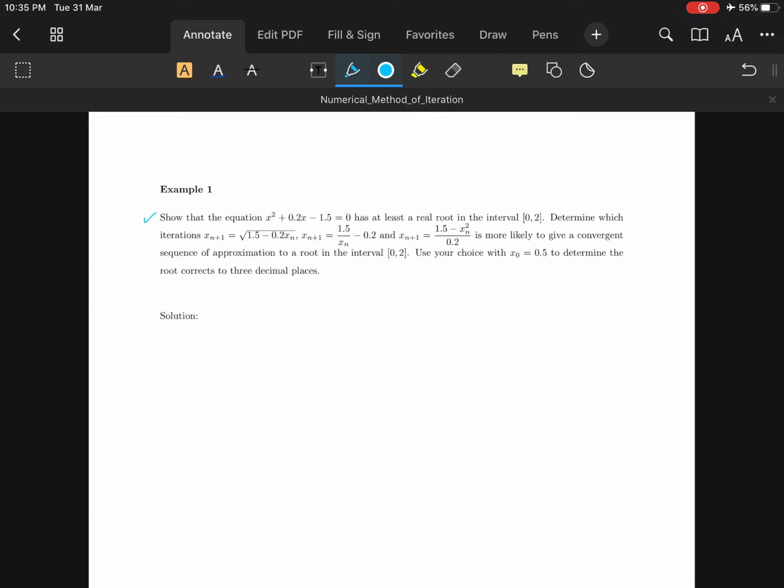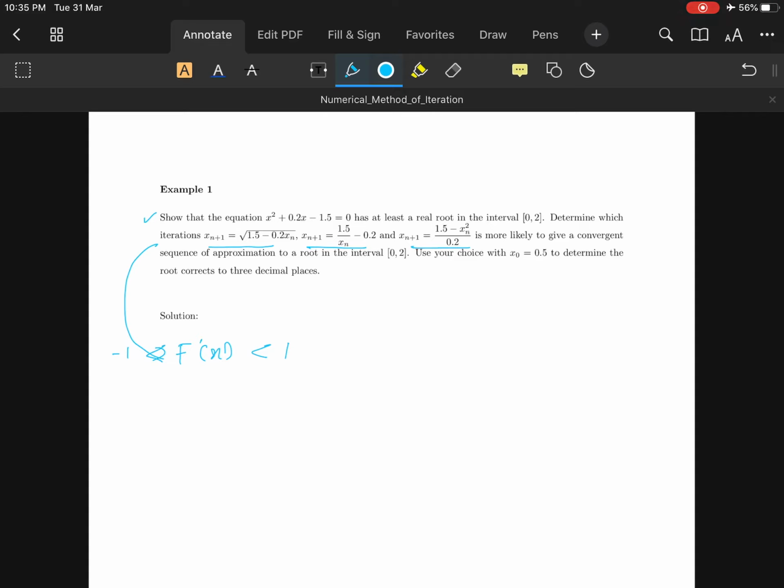Okay, determine which iteration, this one or this one or this one, is more likely to give a convergent sequence of approximations in that particular interval. So for this one, you might want to use the things that we have discussed just now. Check this value. If it lies in between this particular value, then you know that that particular relation will converge to the root, right?